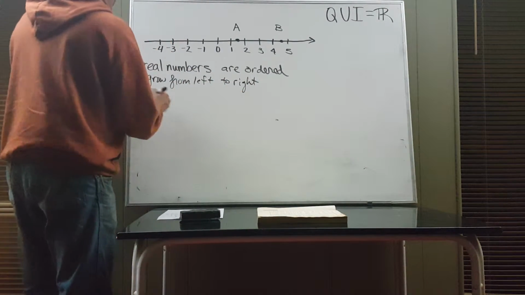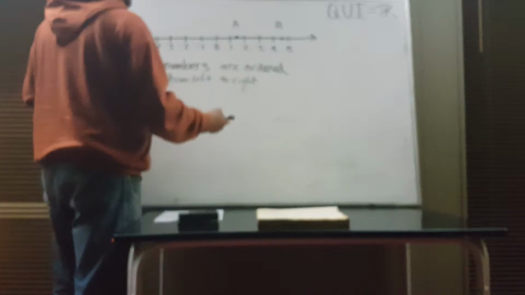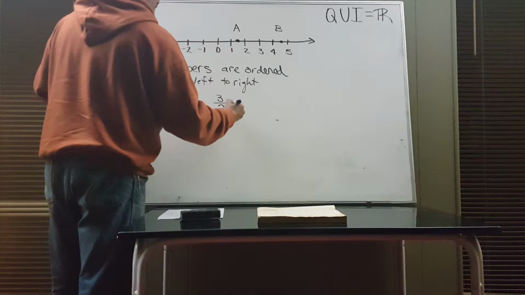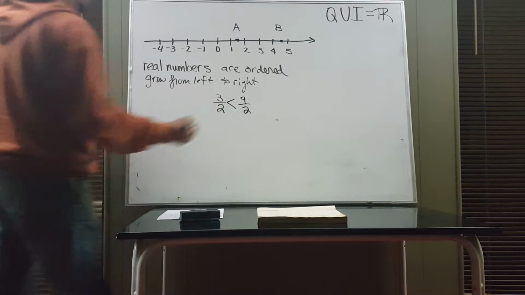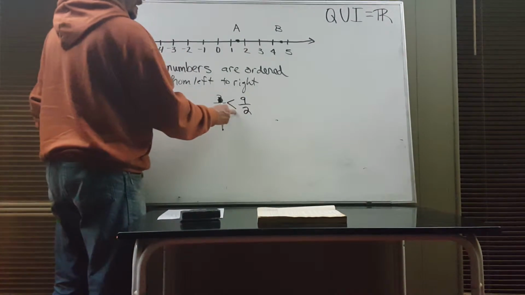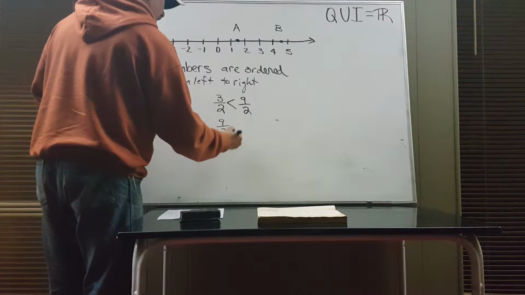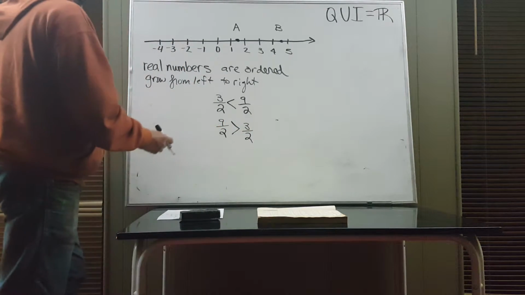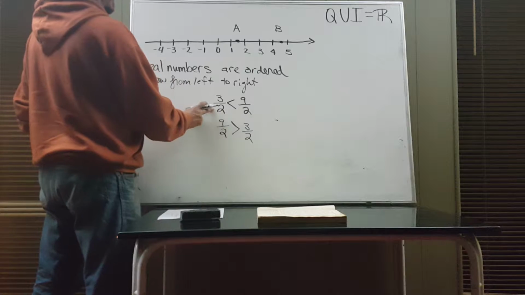So numbers on the left are less than numbers on the right. We could say that 3/2 is less than 9/2. Okay? 3/2 is less than 9/2. Or you could say that 9/2 is greater than 3/2. So the larger number is to the right, and the smaller number is to the left.